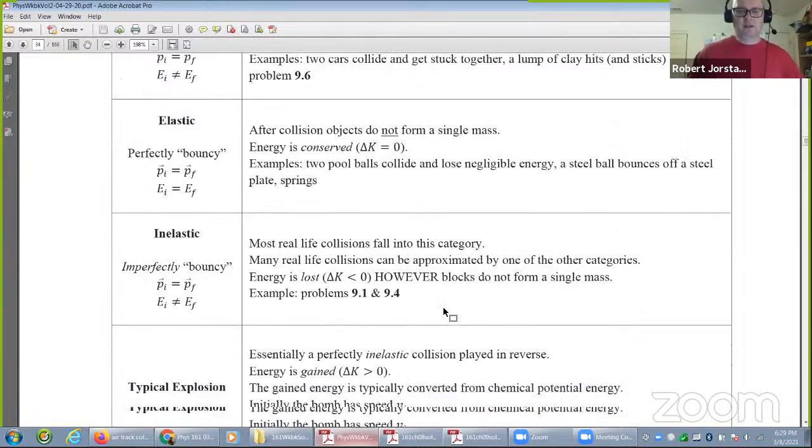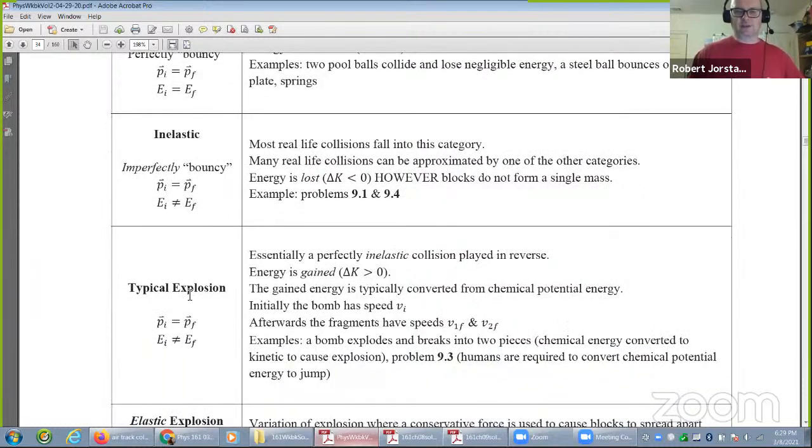All right. Now here's the deal. Let's get down to explosions. That's where things separate. Think of them as a perfectly inelastic collision played in reverse. You start with one object and end up with fragments. So typically you gain kinetic energy.